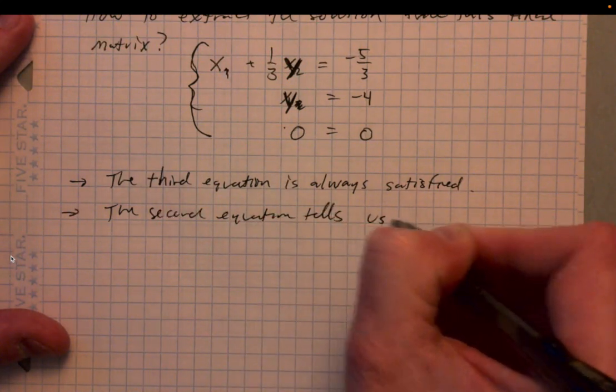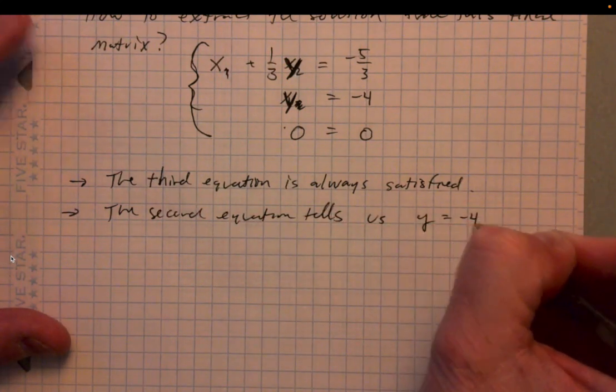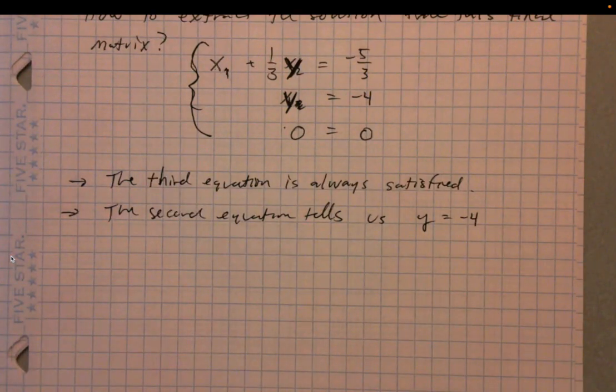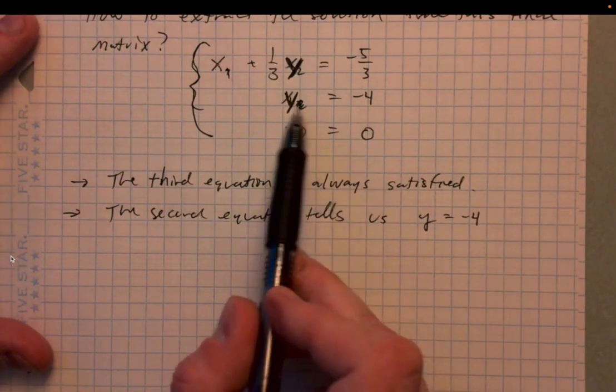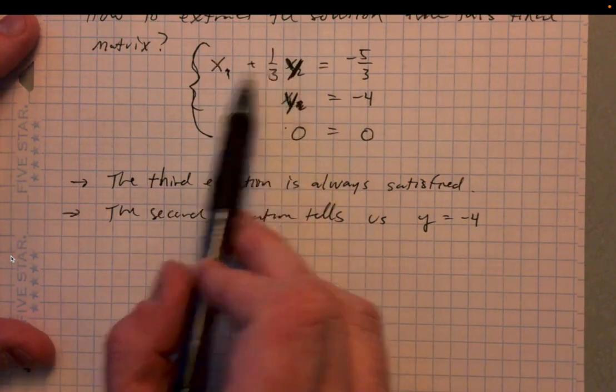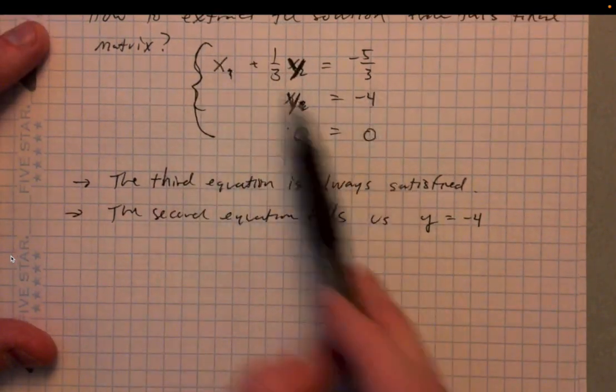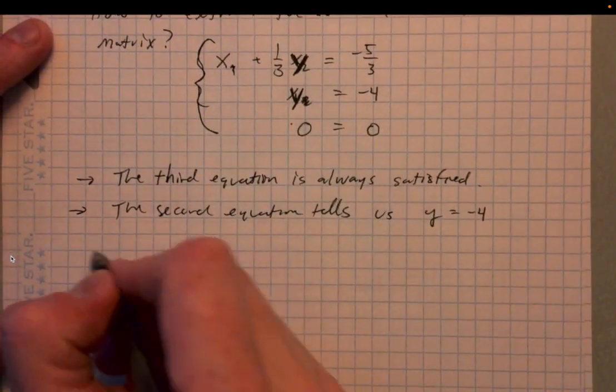It tells us that y is equal to negative 4. Okay. And then how can we figure out what x is equal to then? Well, it's very easy, right? We know what y is. We can just plug that in there, and then that's called back substituting to figure out what x is.